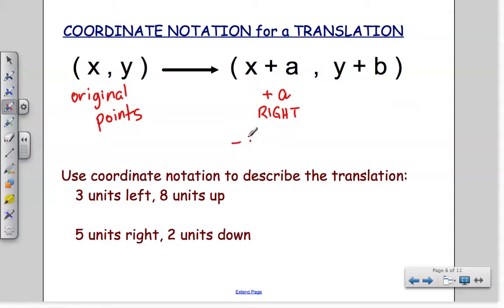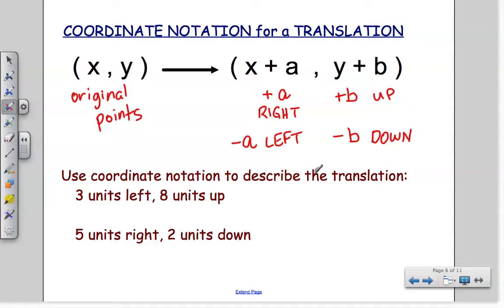But if you saw minus a, like x minus 2, x minus 7, you'd be making x less, and you know that making x smaller moves to the left. And then with y, if you're adding b, if you're doing y plus 1, y plus 5, adding to y would move that thing up because y is getting larger. If you see subtracting b, y minus 3, y minus 10, y is getting smaller by that number, and y getting smaller moves down. So we use this coordinate notation to describe a translation, to describe a movement, whether it's going up, down, left, or right, or a combination of those things.